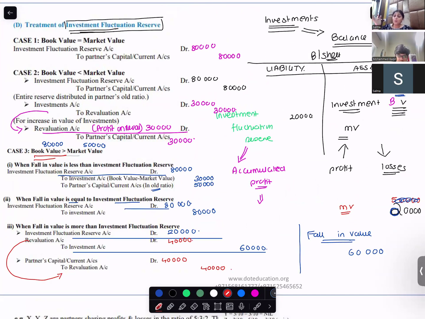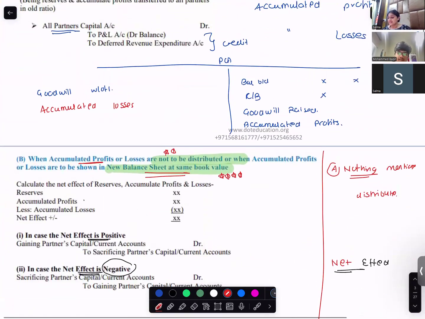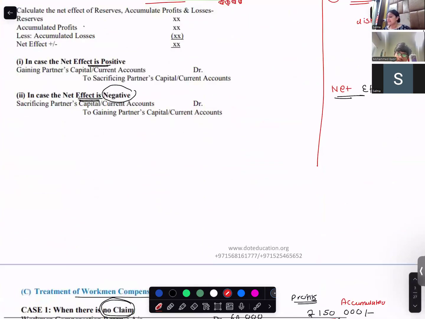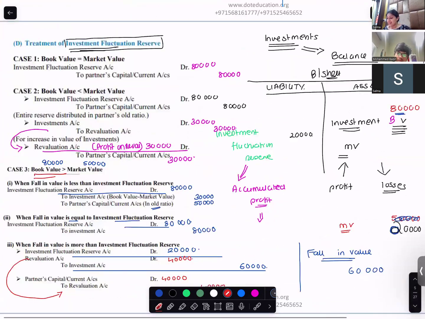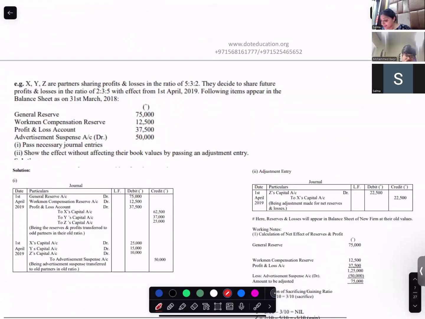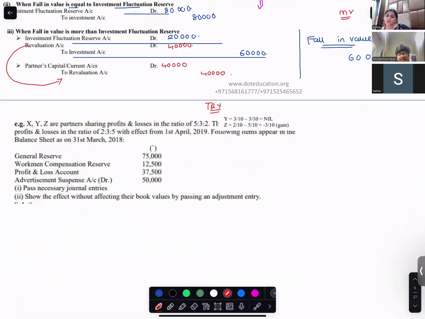I want you to go back, see the video again, and memorize the treatment for workman compensation reserve, accumulated profits, accumulated losses, and investment fluctuation reserve. And then you will try these sums which are there down. I will try the sums without seeing, and then I will do these sums tomorrow with you. Okay, ma'am. Fine.